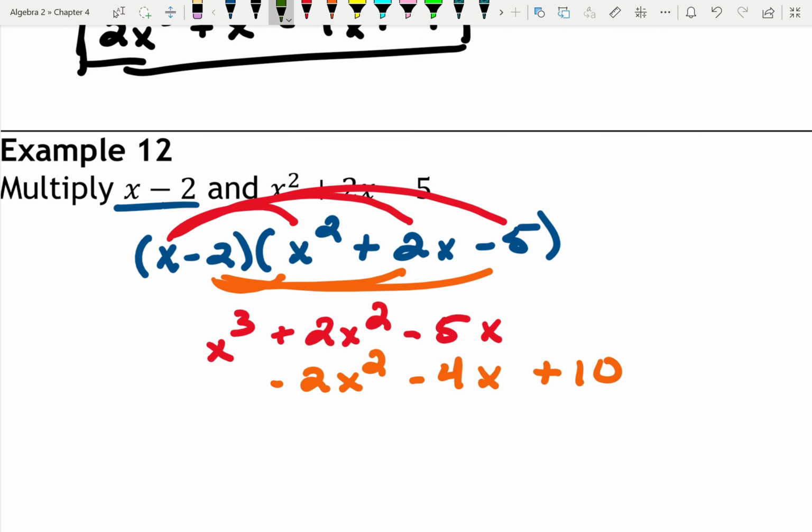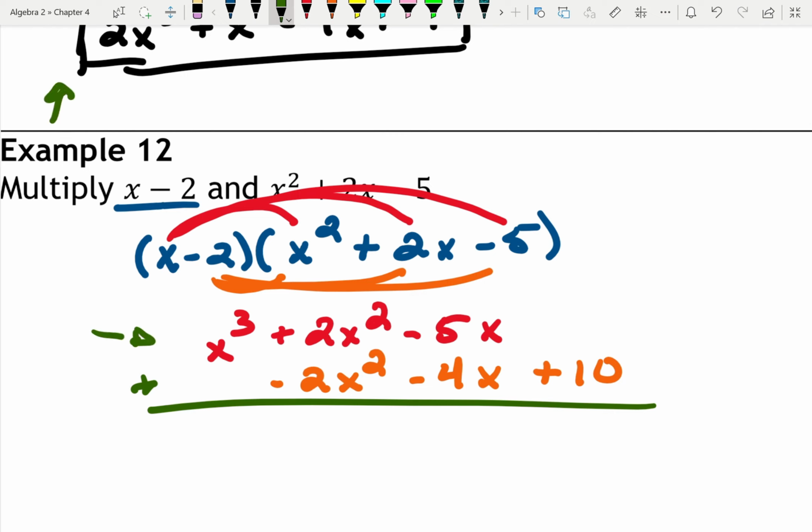What's kind of nice there is I can think about adding them up like this, and sometimes that's a little bit easier, especially if they are much longer. If you had two things with maybe 4 terms or 5 terms, then doing it this way as opposed to the way we did above makes it a little bit easier.